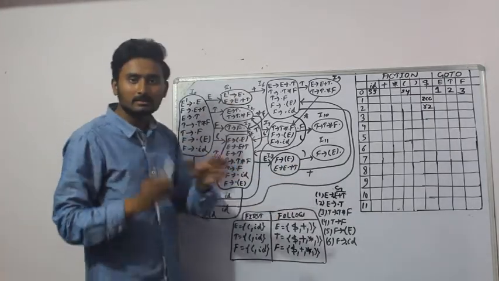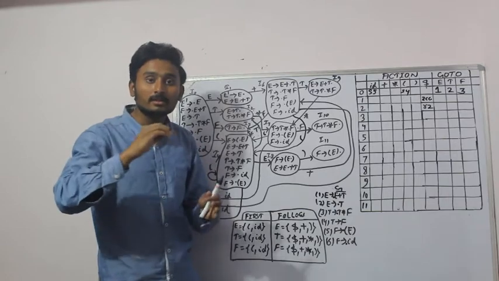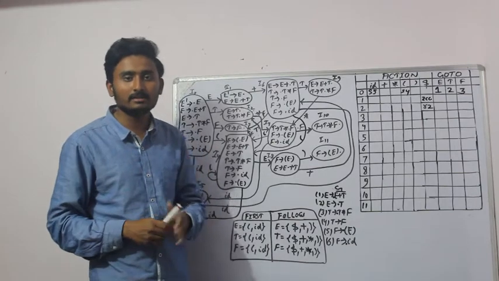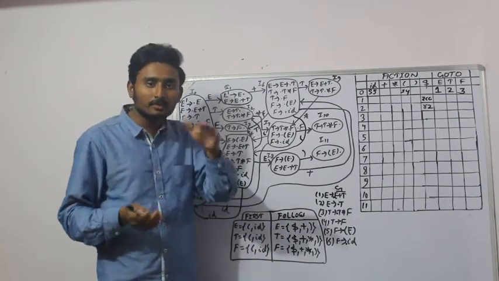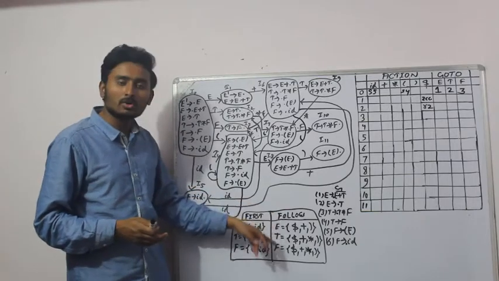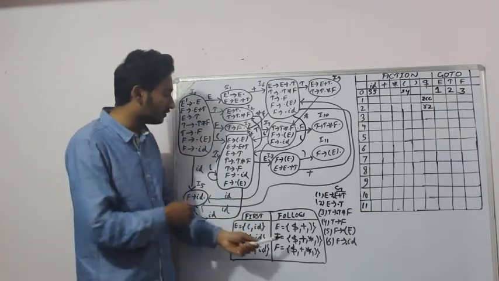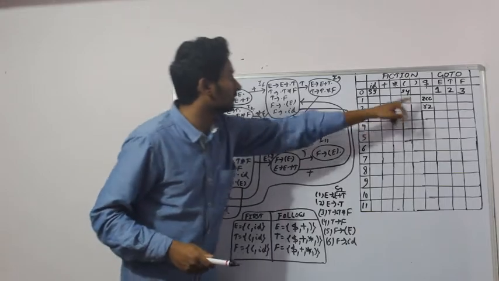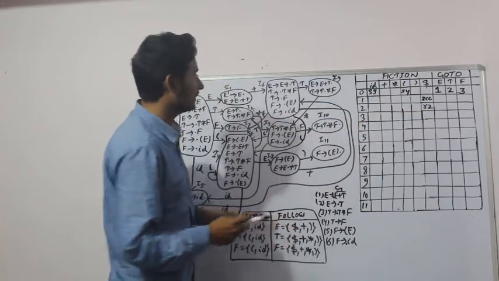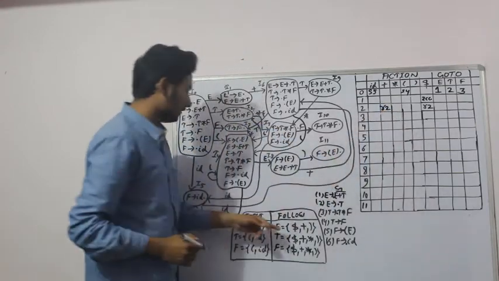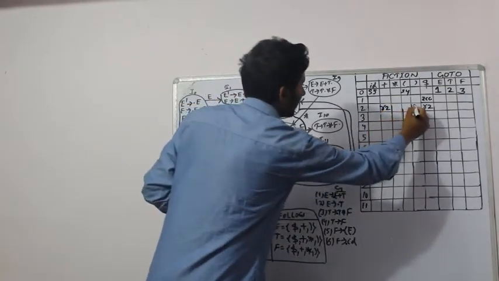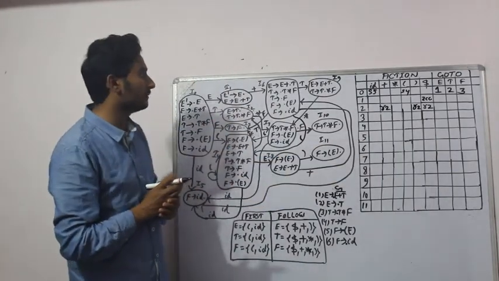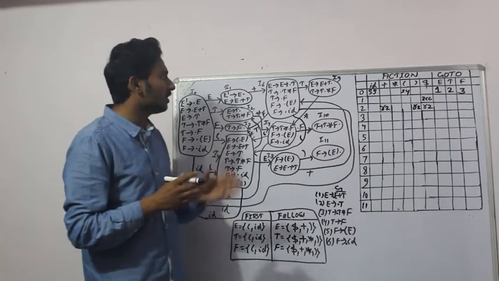So we have the reduce operation for production number 2, and in the action part we fill in R2, the reduce operation for production number 2. We have already found the follow of every non-terminal, so we put a reduce operation in all the symbols present over here. So in dollar we have R2, in plus we have R2, and in right parenthesis we have R2. We have to cover all of this in the similar manner. So this is all about your construction.